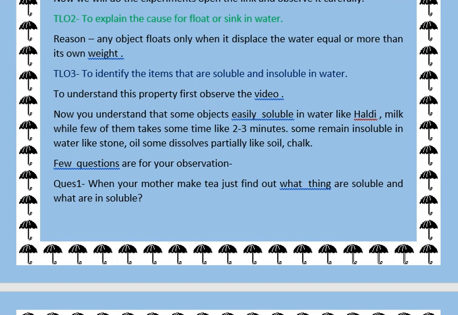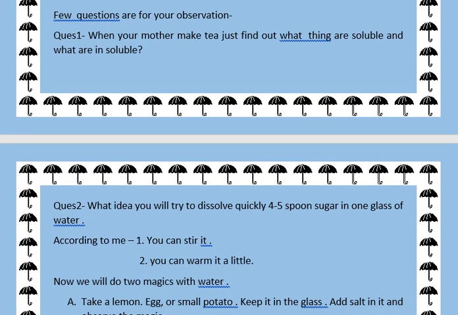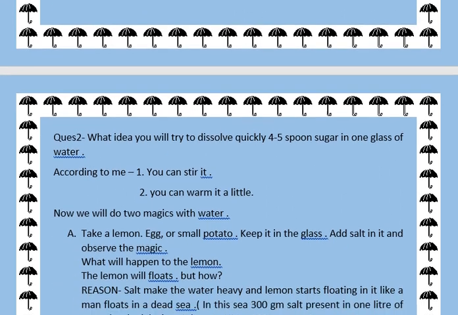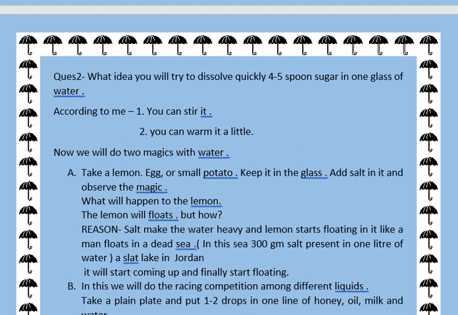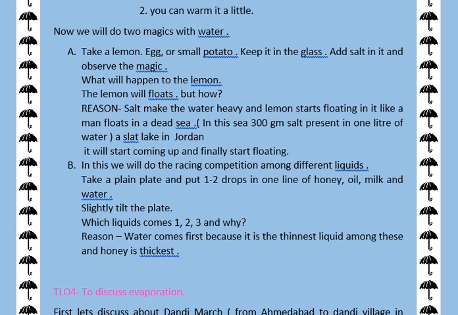Here are a few questions for your observation. When your mother makes tea, just find out what things are soluble and what are insoluble. The second question for you is what idea you will try to dissolve 4 to 5 spoons of sugar quickly in one glass.